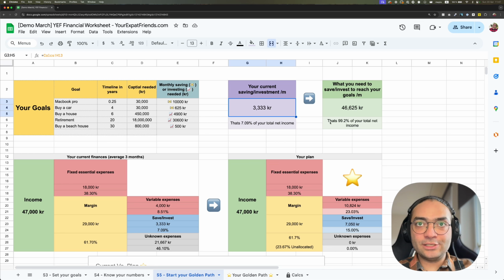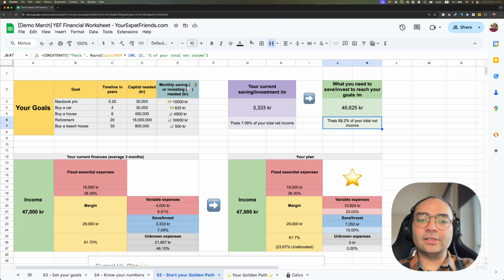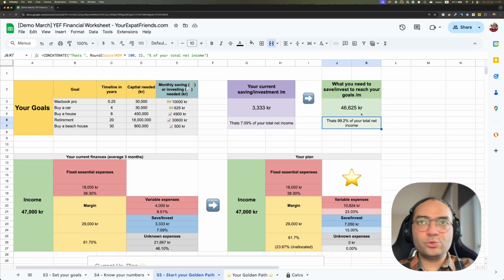So look at these two numbers, compare them, see how far off you are compared to your goals. If your goals in this particular scenario are way off, like I need to save 46,000 kroner per month, but I'm saving 3,000 kroner per month, that means I'm way off. So now you have two options. You can either think about decreasing your goals or being more realistic about your goals, or increasing your monthly saving and investment rate. In this hypothetical scenario, this would not even be possible at all because 46,000 kroner is 99% of my income in this Know Your Numbers table that I had. So this would not be possible at all.